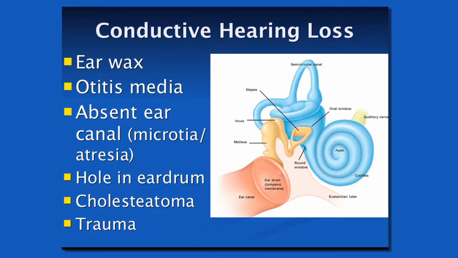Otitis media, the classic middle ear infection that toddlers get, is when the fluid builds up, or the mucus builds up in that middle ear space because the eustachian tube isn't allowing the fluid out.